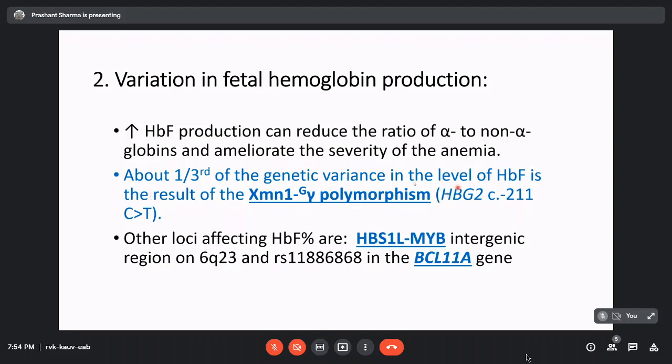One of the most prominent polymorphisms in this regard is the XMN1 G gamma polymorphism. This is present in the G gamma gene, and it explains about 1/3 of the genetic variance within the level of HbF. And more recently, other loci have also been discovered. So the HBS1L and MIB, these are two genes, and in their intergenic region are many polymorphic sites which can influence HbF levels. And in addition, in BCL11A also, there are multiple polymorphisms, and depending on what a patient has inherited, they may be lucky enough for their HbF levels to go up.